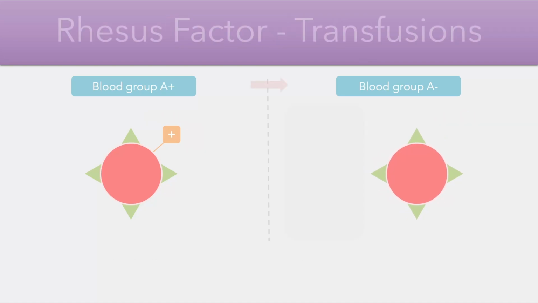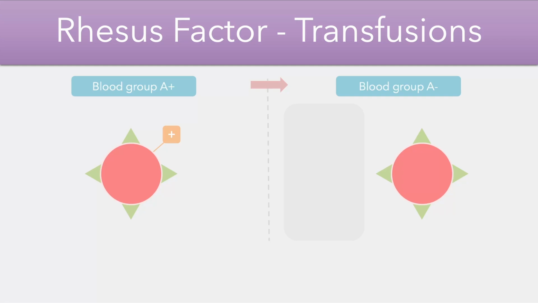When it comes to the concept of transfusing between different Rhesus groups, we have to be careful to make sure that the transfusion is compatible. To explain this, let's take a look at an example where we have someone who's blood group A positive and they try to donate to someone who's a negative blood type. When these red blood cells are transfused across, you can see that they possess the Rhesus antigen, and normally this blood group A negative individual does not have this antigen present.